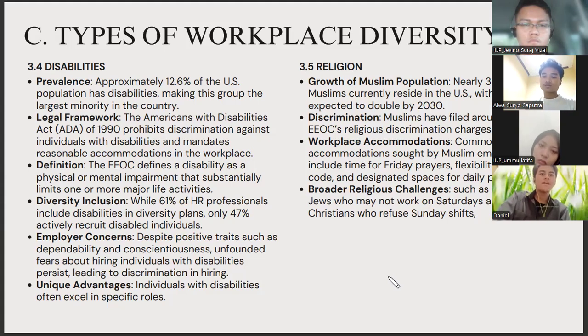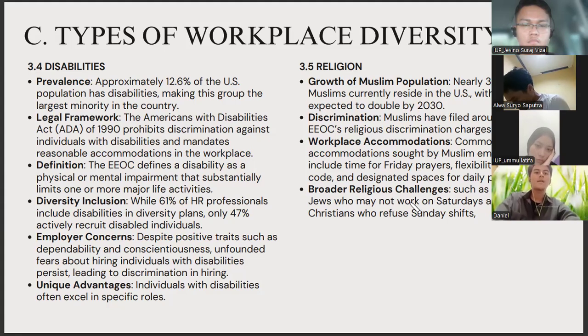Discrimination. A significant portion of the US population harbors negative feelings toward Muslims, contributing to workplace discrimination. Muslims have filed around 20% of the EEOC's religious discrimination charges since 2002. Workplace accommodation. Common accommodations sought by Muslim employees include time for Friday prayers, flexibility in dress code, and designated space for daily prayers.